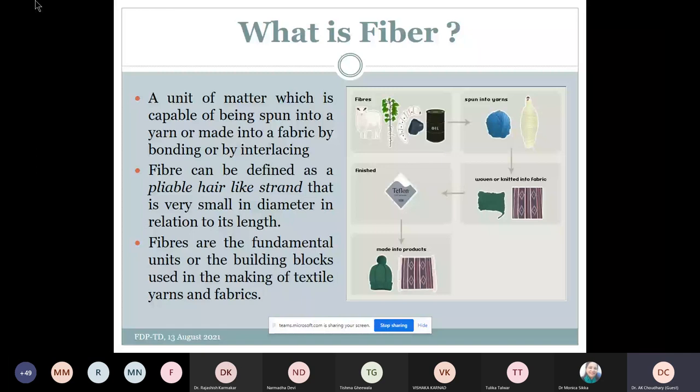So here you can see this is the fiber and converted into the yarns, and then converted into the fabrics, and then converted into the final product.